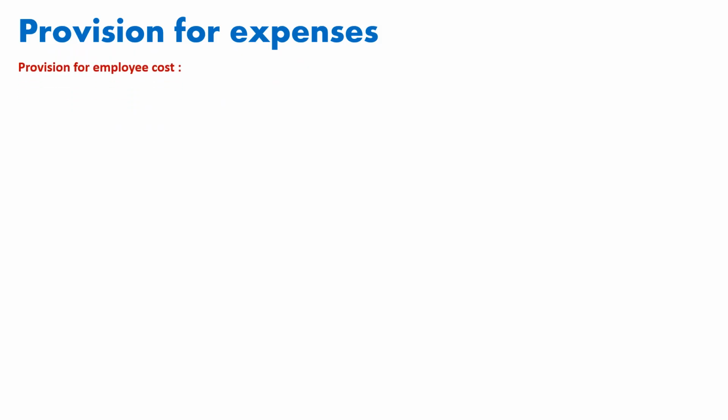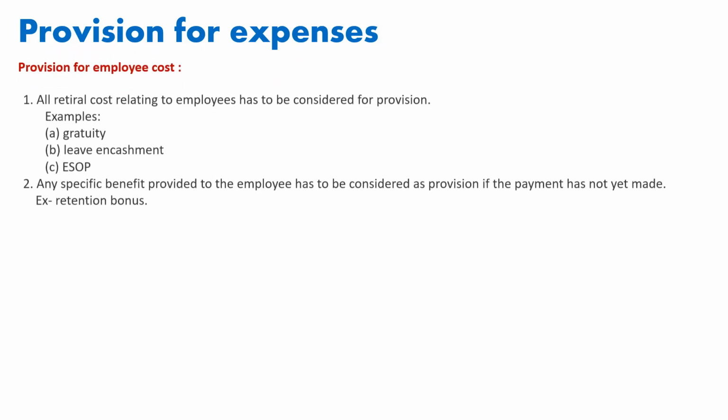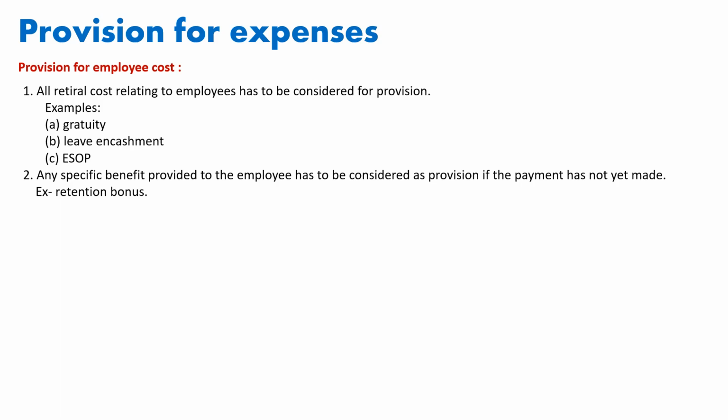Provision for employee cost. All retail cost relating to employees has to be considered for provision. For example, gratuity, leave encashment, ESOP, and you need not do the actual valuation every month. Few companies do the actual valuation quarterly. Few companies do it once in a year. So if your company practices doing it once in a year, then you can ask your actuary to give an estimated entry for every month. Based on that, you can post that entry.